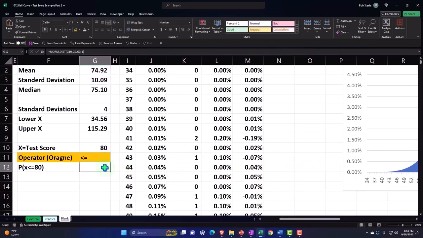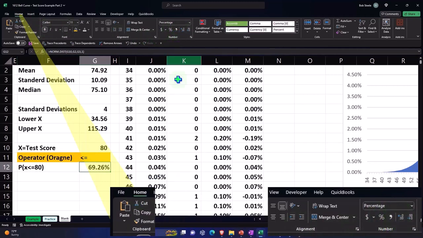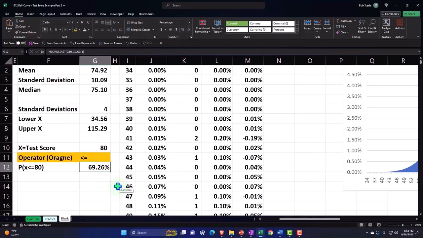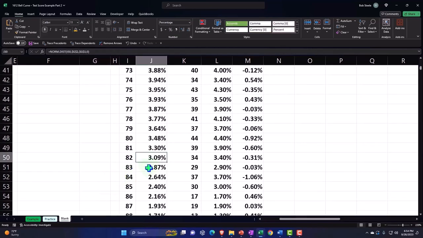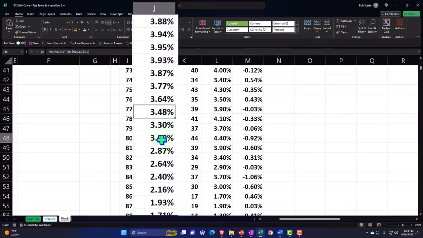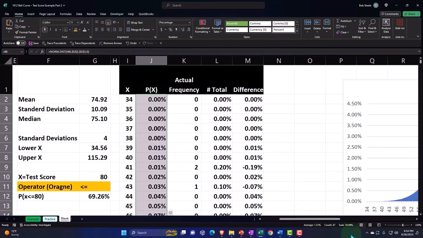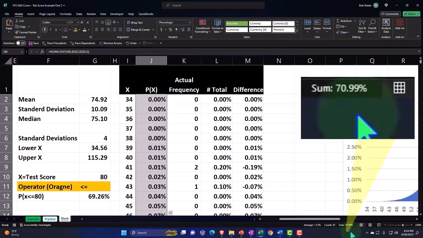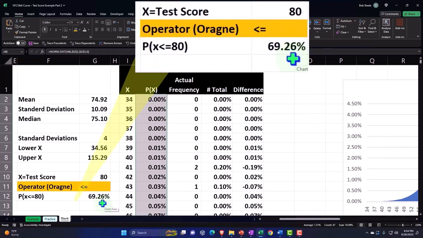And then I'm going to percentify that, home tab, number group, percent. Add some decimals, and it comes out to 69.26%. And you'll recall that that's different than if I went down to this 80 down here, the likelihood that I get exactly 80. If I was to add all this up, this would be 70.99, which is close to the 69.26, but not exact due to the nature that we have a curve situation here.